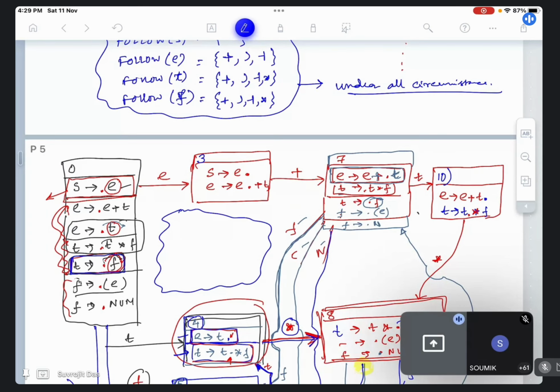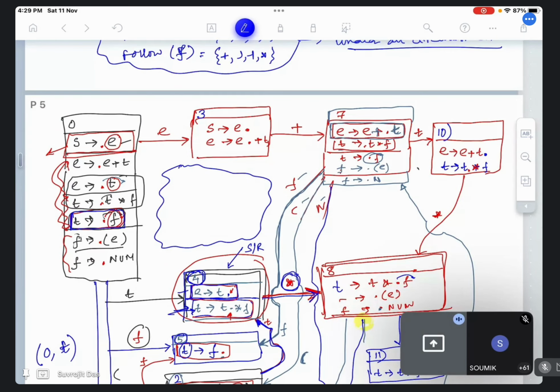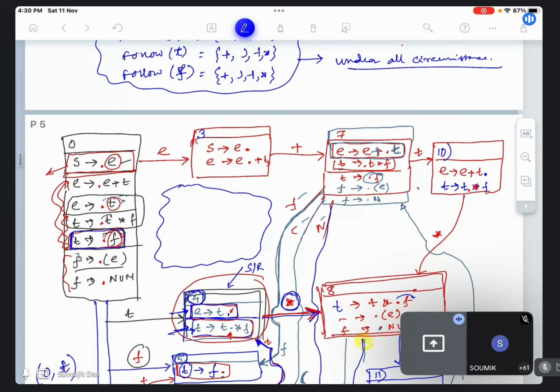Okay. So state number 4 had a confusion. We call that an SR conflict, whether to shift or reduce, when you see a star. When you see a star, you can use the production T goes to T dot star F and move to state number 8. That's a shift. But also by virtue of this LR0 item, you may reduce. When you reduce with E goes to T, you take off T from the stack, and on the symbol stack E is visible.